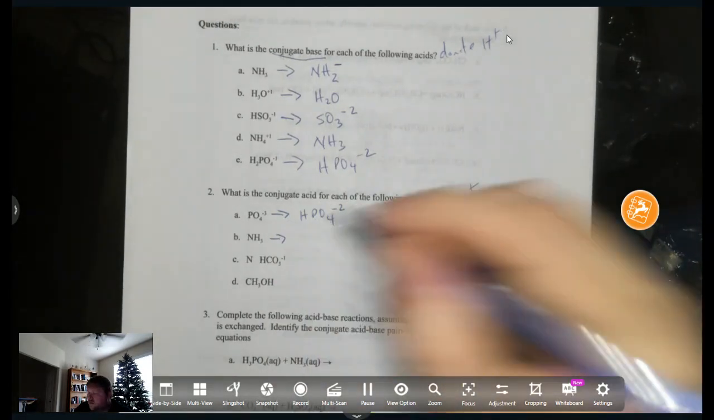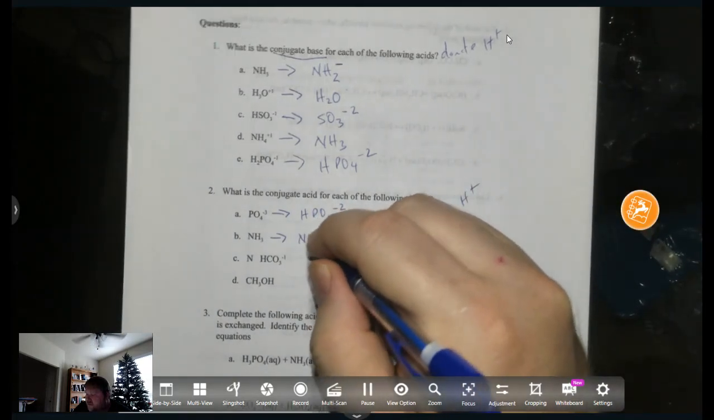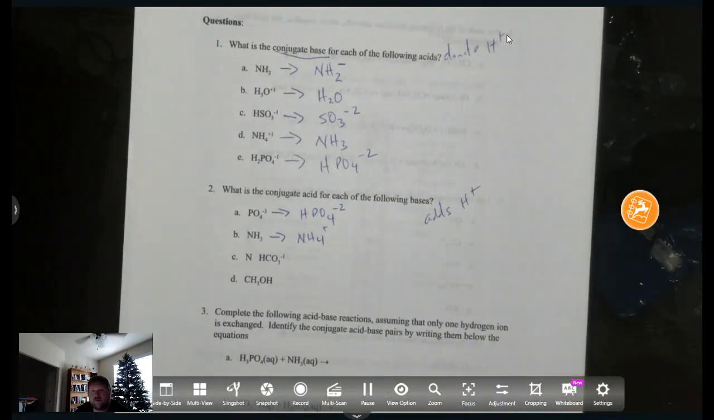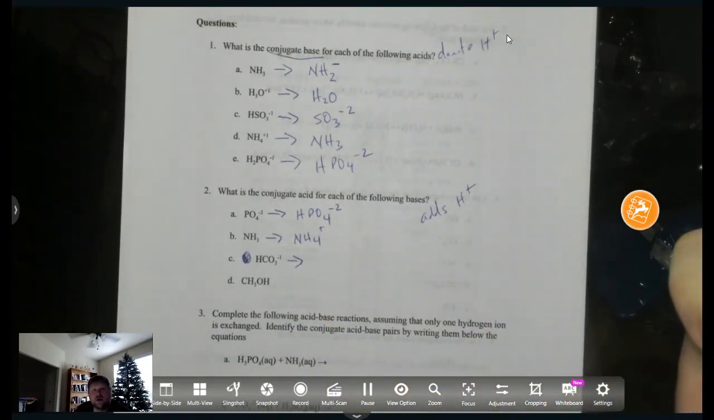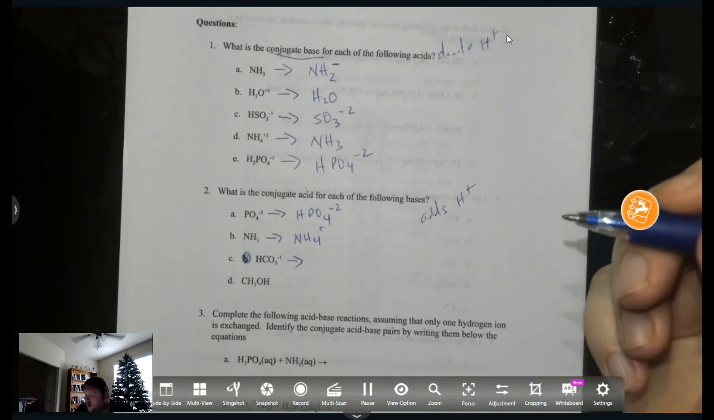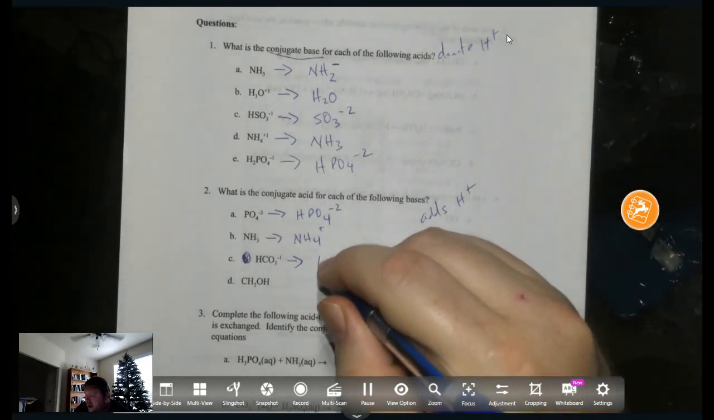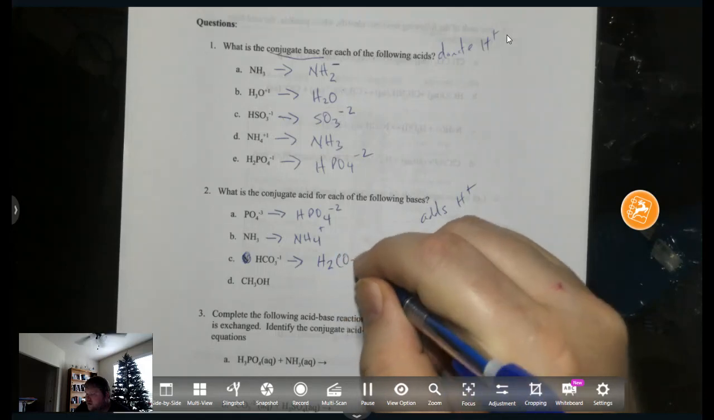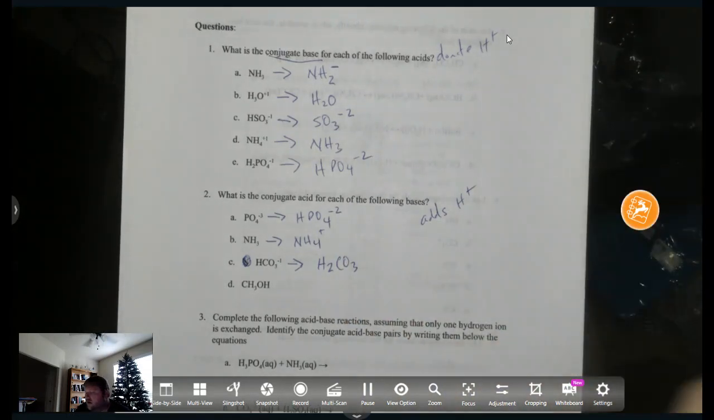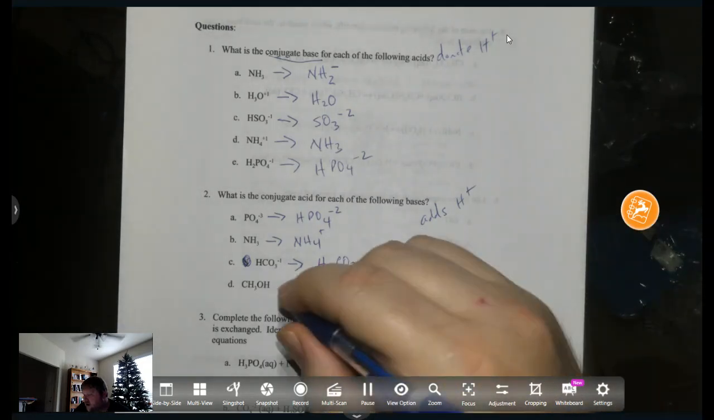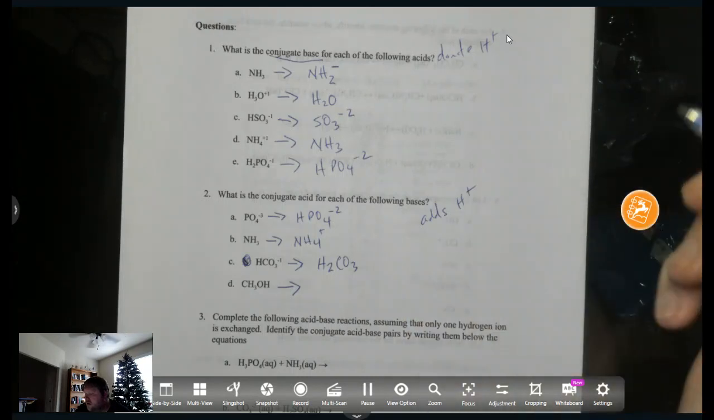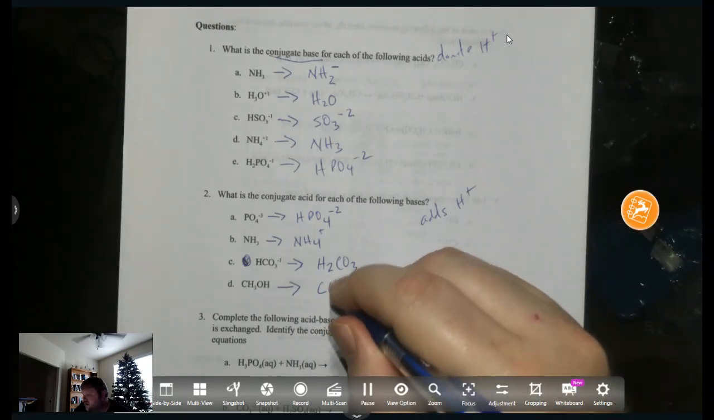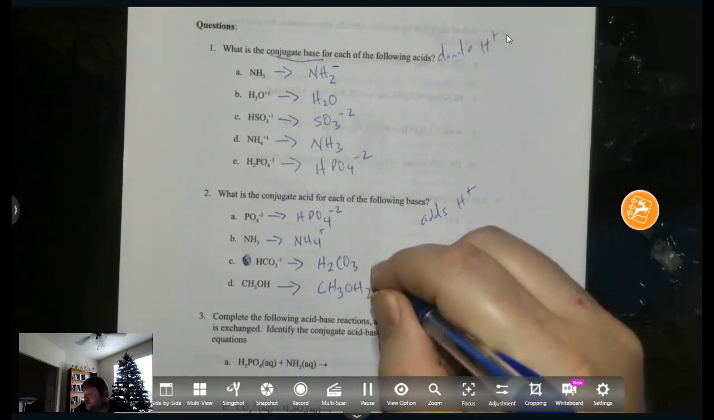For ammonia here, we're going to add an H positive. So it becomes NH4 with that positive charge, from 0 to positive charge. Okay, and then for C here, we have bicarbonate. So it wants to accept a proton. It's a base, it's going to accept. So we need to add another H. So H2CO3, and -1 goes up to 0. We add a charge. All right, try D on your own. Hit pause if you need to. And if we add that one, we get CH3OH2 positive.